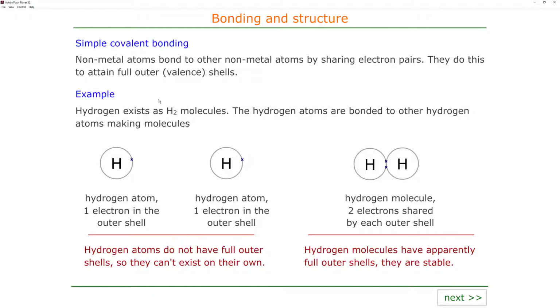In the simple covalent structure, we just have covalent bonding, that's shared pairs of electrons between nuclear centers. For example, hydrogen joins together to make a hydrogen molecule. This structure, the hydrogen molecule, is relatively stable, far more stable than the individual atoms.